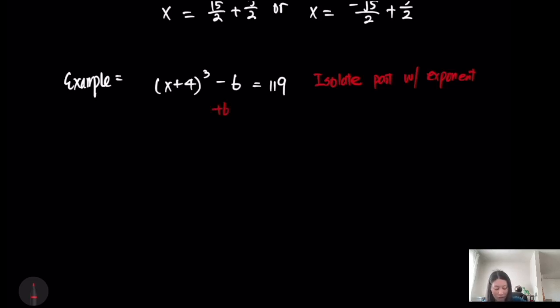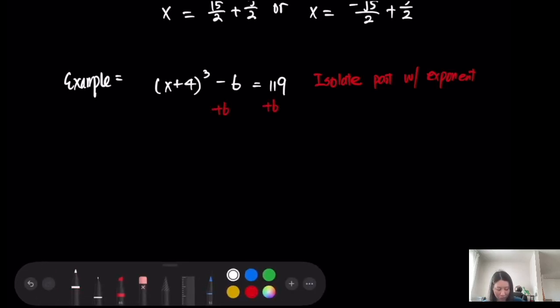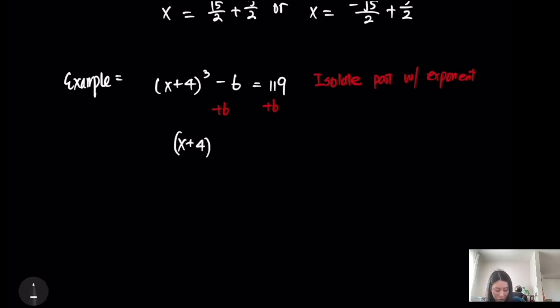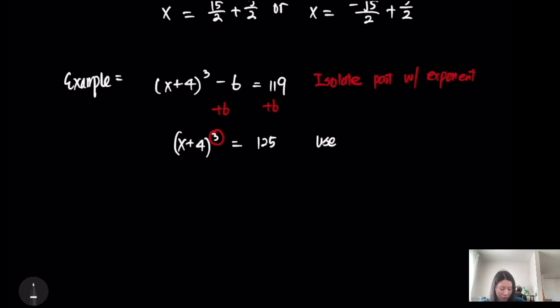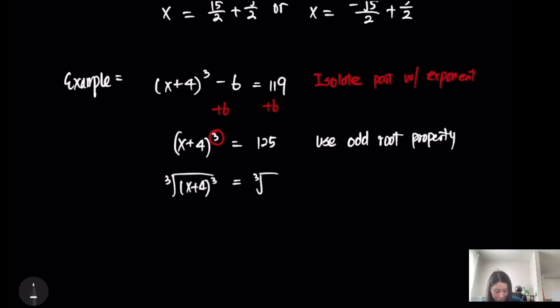When I isolate it, I need to add 6 on both sides. Now I got (x + 4)³ = 125. Since this is an odd power, when we take the cubic root, we will end up with just one answer. So by using the odd root property, I have the cubic root of (x + 4)³ equals the cubic root of 125.